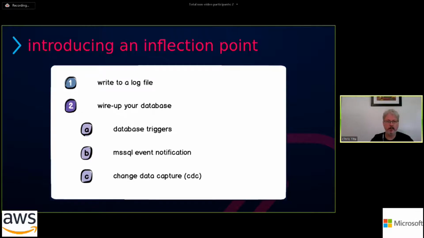Those are not going to be demoed this morning, but there are things that you could take a look at. What we're going to do instead is we're going to wire up our database, because our database has a lot of logic inside it. It has a lot of the data streams inside it. And there's three ways in which we can do this database wire up. We can use database triggers.